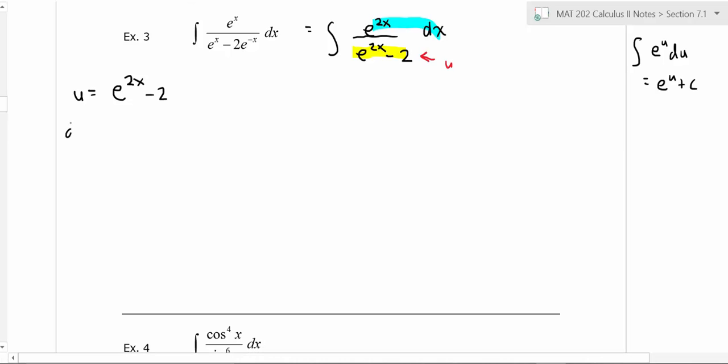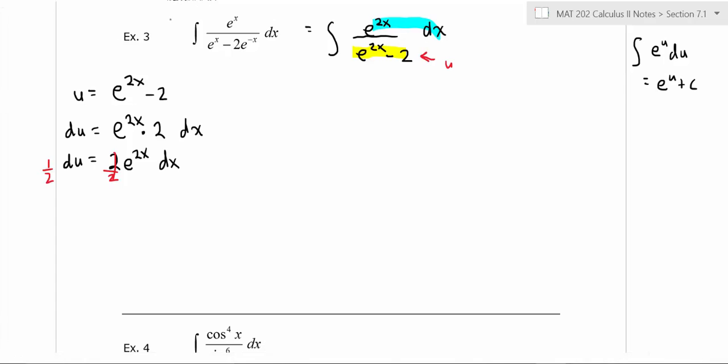Now I'm going to do du. The derivative of an exponential is itself times the derivative of the exponent, which is 2. And of course, the derivative of 2 is 0. So you end up having du is equal to 2 e to the 2x dx. That's pretty close to this, it's off by 2. So I'm going to divide by 2. Really, you're multiplying both sides by a half. So you end up getting 1/2 du is equal to e to the 2x dx.